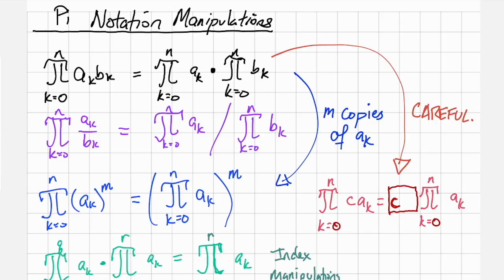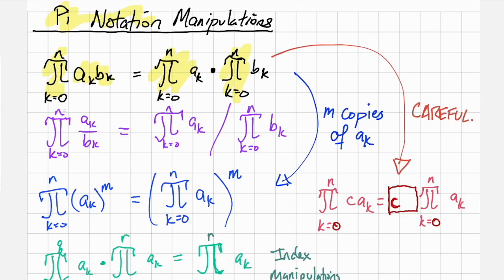Welcome back. In this video, we'll be talking about manipulating expressions involving pi notation. Just like in the previous video, we have expressions where we're taking the product of factors that come from two different other products. In such a situation, we can write the product from k equals 0 up to n of a sub k, b sub k, as the product of two individual products, the product from k goes from 0 up to n of a sub k, times the product for k goes from 0 to n of b sub k.